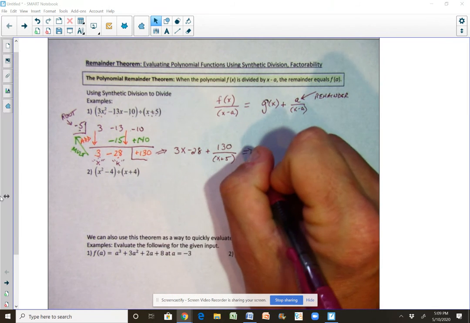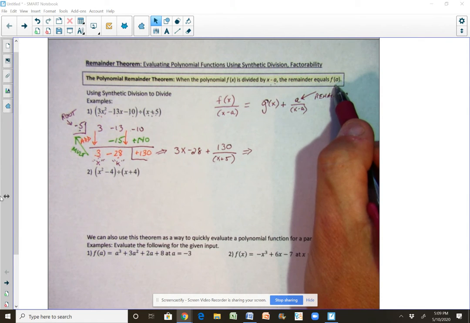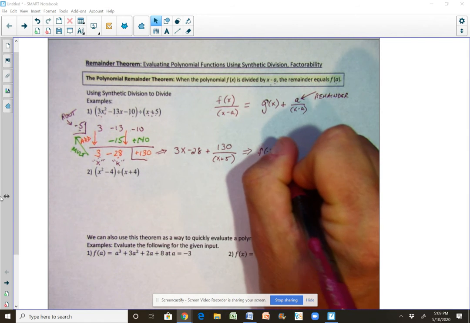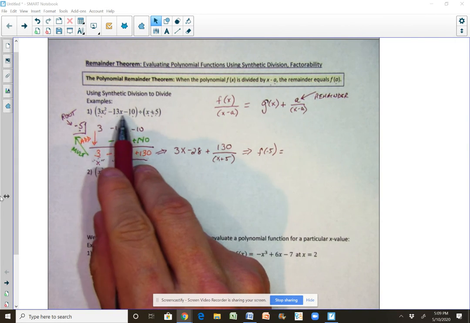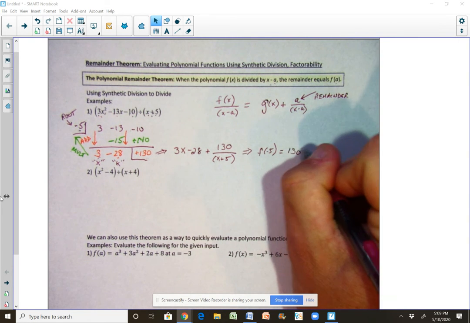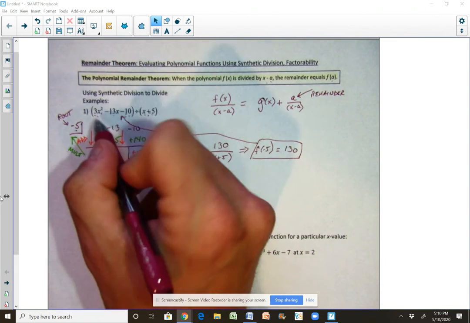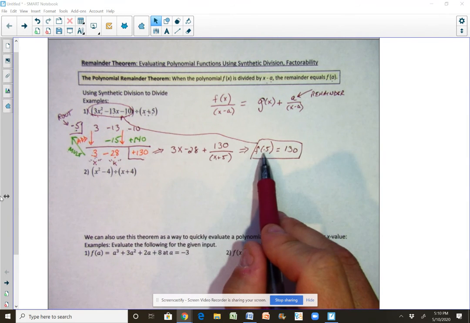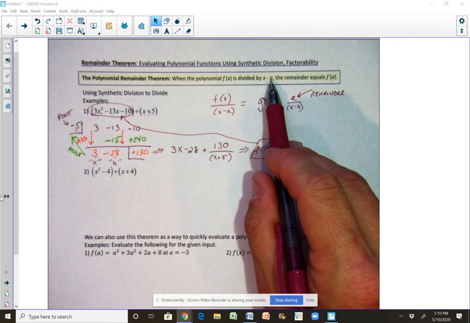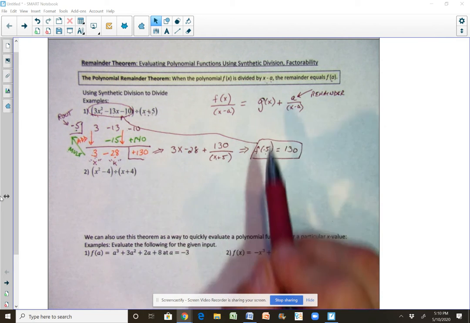That's kind of like me saying what the remainder theorem says, whatever factor you divide by, that number, right, is the same as me plugging in that input into the function and evaluating it. So when I plug negative 5 into the function 3x squared minus 13x minus 10, I get an answer of 130. That's what this means in terms of that function right there. So if I were to plug negative 5 in, I would get 130. That's what the remainder theorem says. Whatever factor you're dividing by, that root value from that factor, if you were to plug it in as an input, the answer is the same as the remainder.